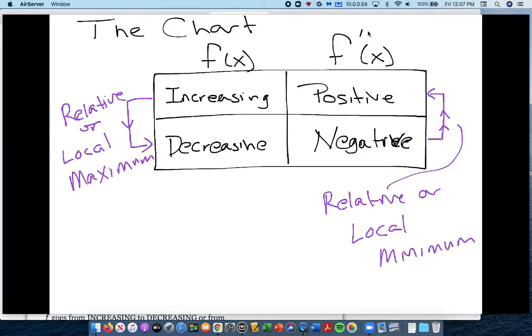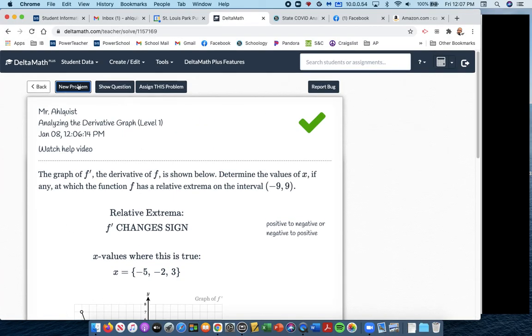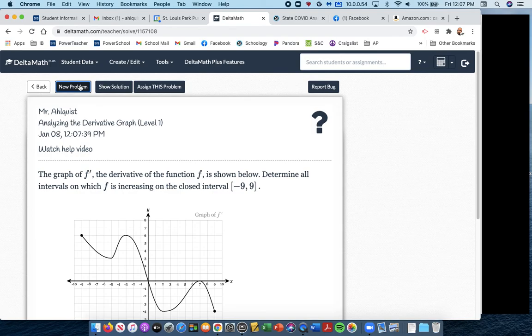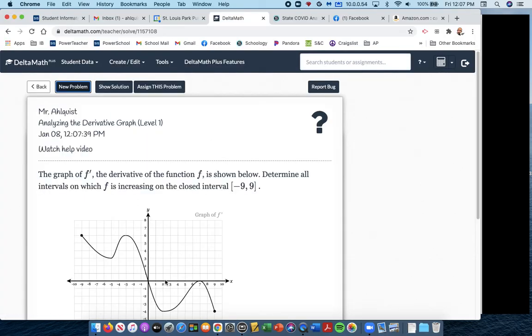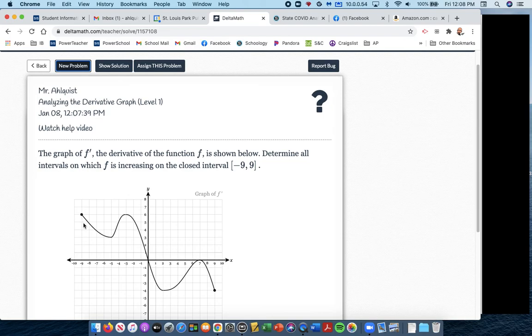So again, we're going to be given this column right here, the f prime column, and then asked to determine things about the f column. Okay, so if you're asked when f is increasing, and this is the graph of f prime, if f is increasing, f prime has got to be positive. So we need to figure out when f prime is positive. Well, isn't f prime positive from -9 all the way to 0?